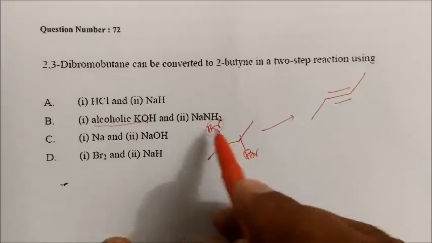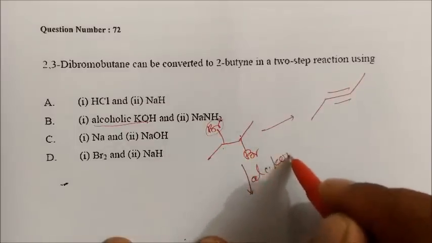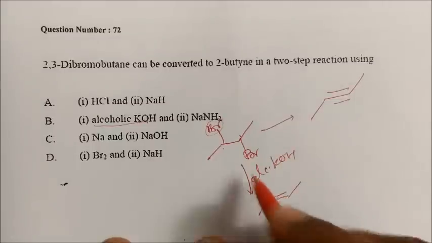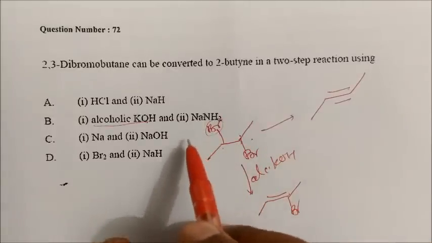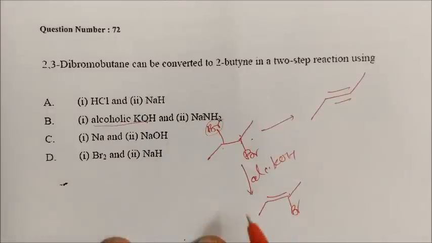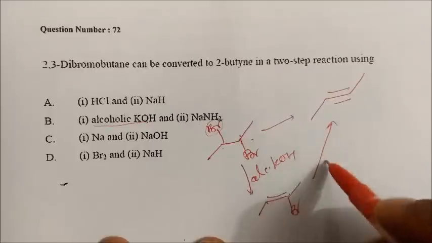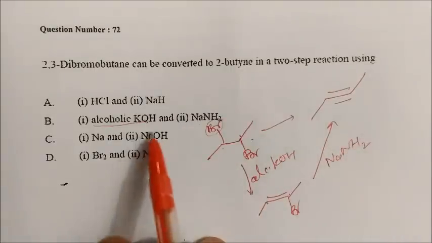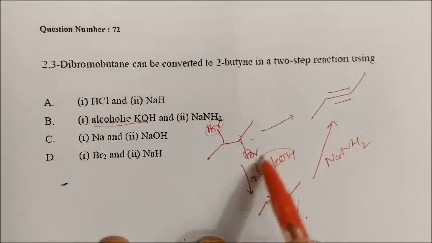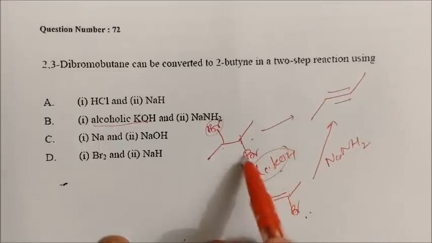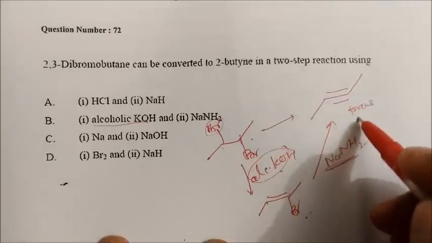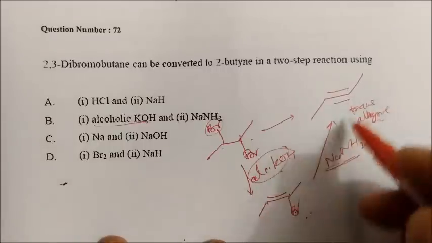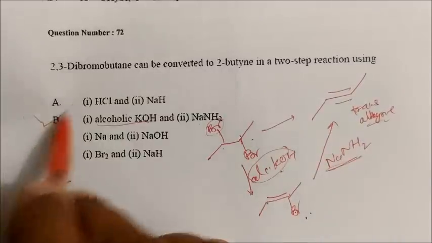One hydrogen from here, one Br. So in the first step, if you use alcoholic potassium hydroxide, it will form like this: one Br and the hydrogen on this side, so it will form a double bond. In the second step, if you use sodamide, it will take one hydrogen from here and Br from here, so you will get this product. We cannot use alcoholic KOH next time, because this is acting on this only, not on this. So we have to use the sodamide and you will get the alkyne, like this. So these are two-step reactions, so this answer is correct.